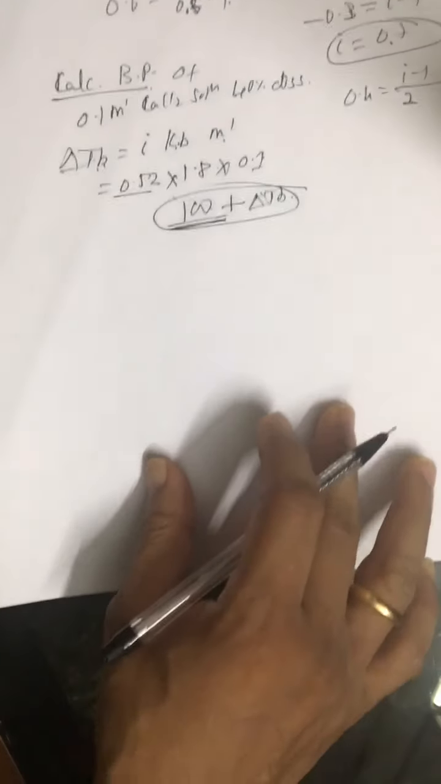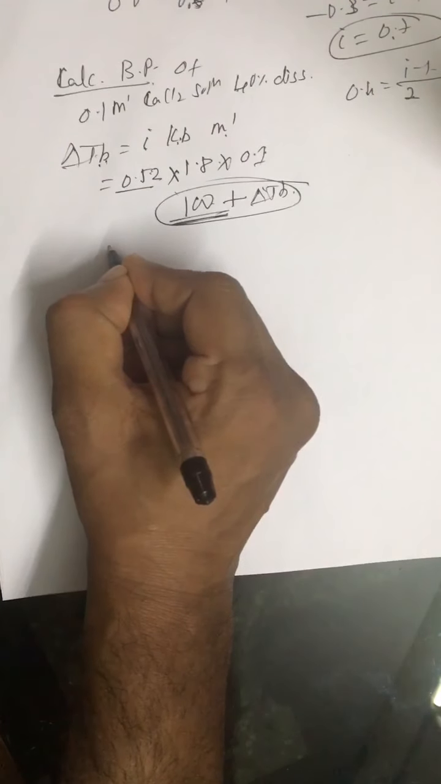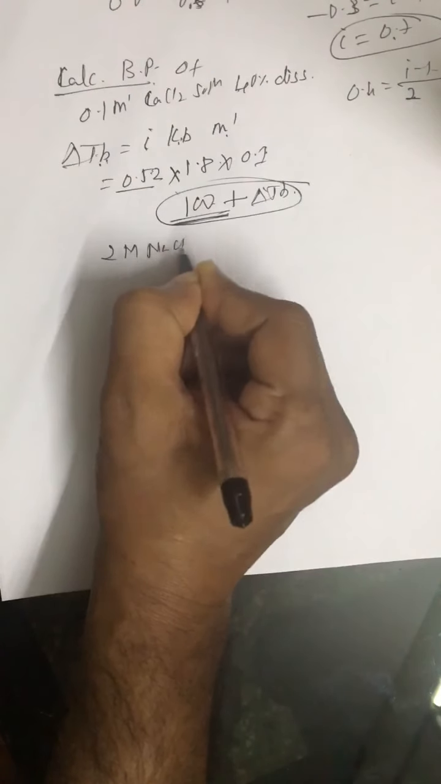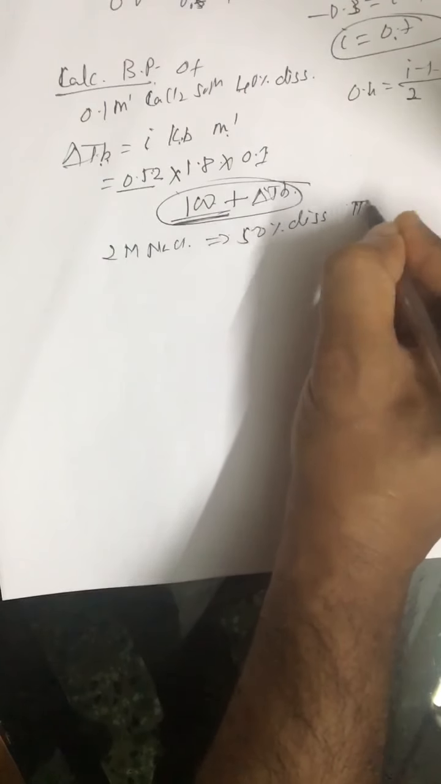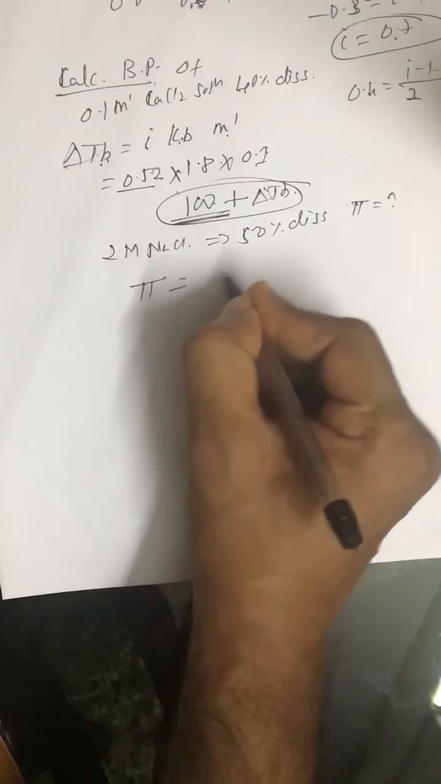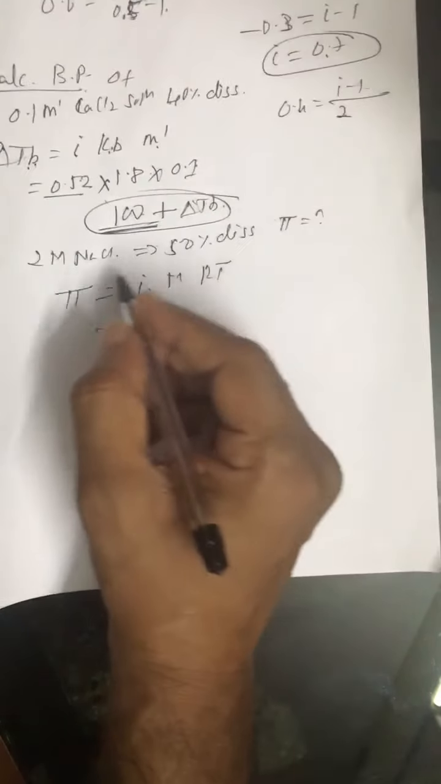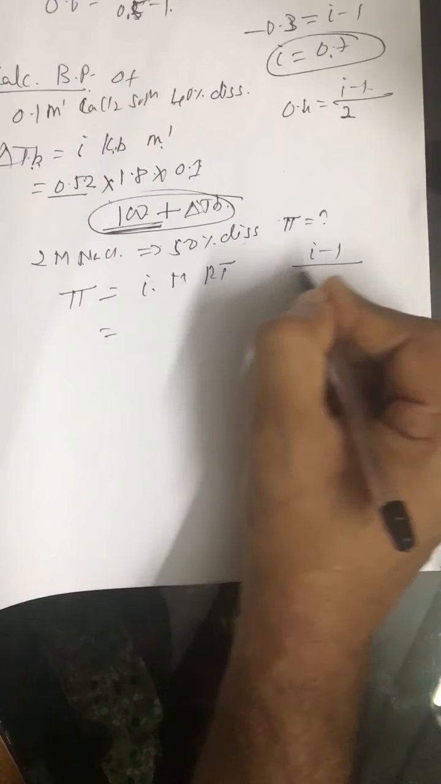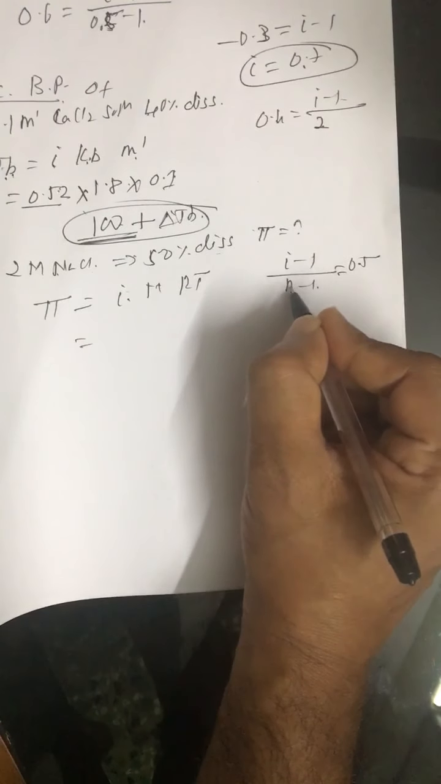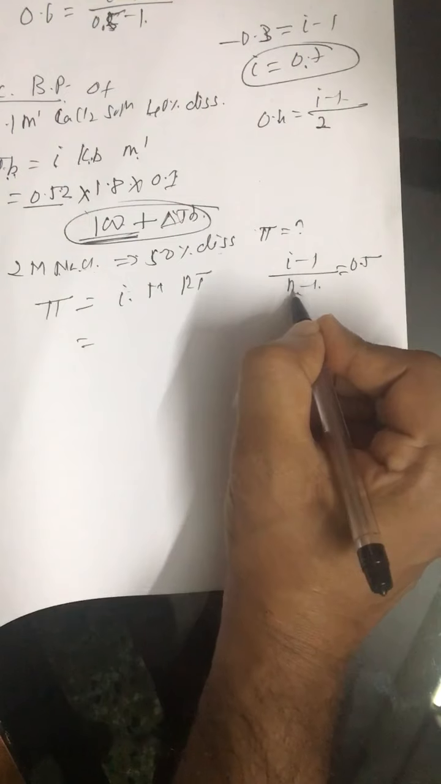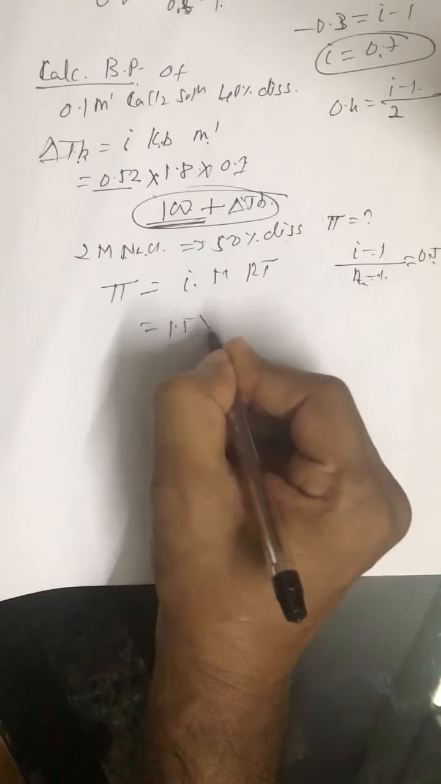Similarly, suppose we are given 2 molar NaCl, which is 50% dissociated, and we have to calculate pi. So pi is equal to i M R T, where this is the i factor. Again, (i - 1)/(n - 1) equals alpha. 50% means 0.5, and for NaCl the value of n is 2. 2 minus 1 is 1, times 0.5, so i is 1.5.